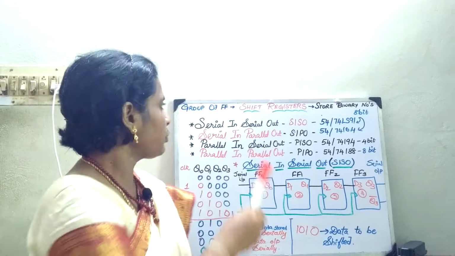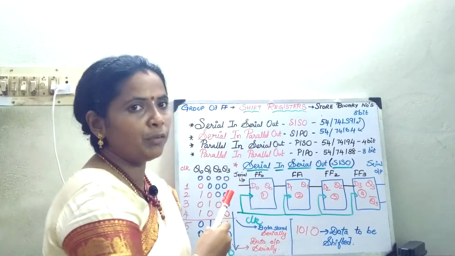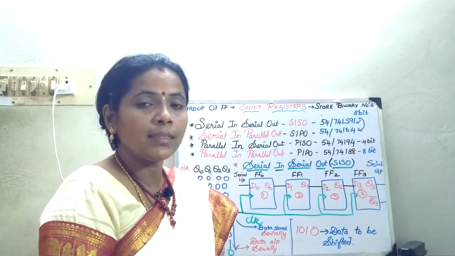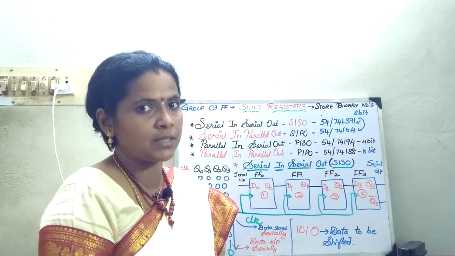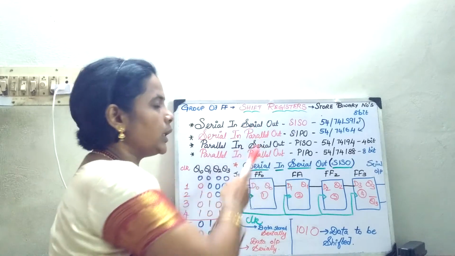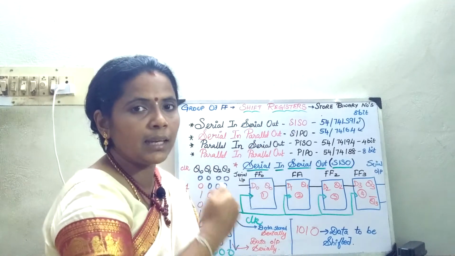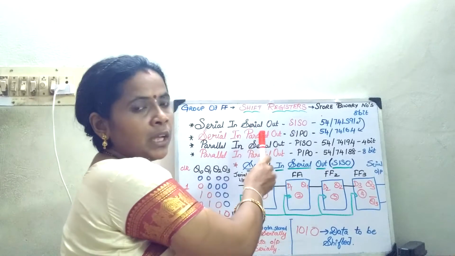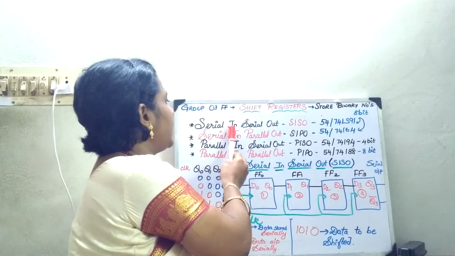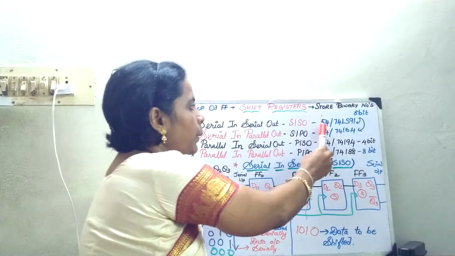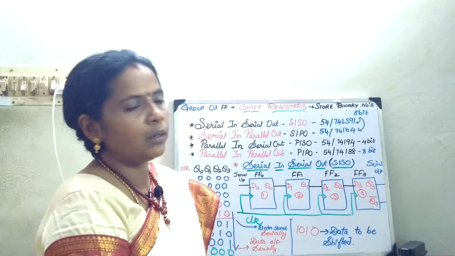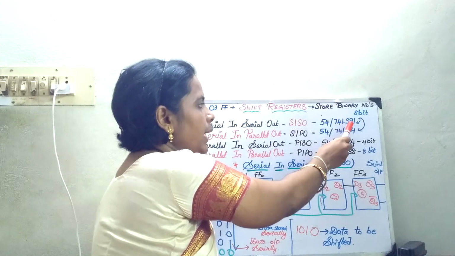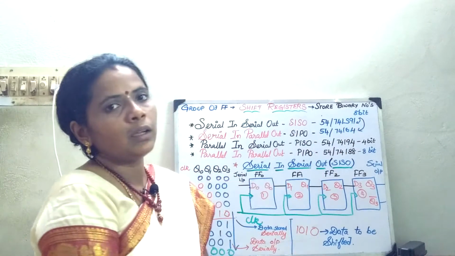As I told you, a shift register is nothing but a group of flip-flops which is used for storing the binary numbers. In shift registers, we have four types. They are serial in, serial out. That is, the data are entered serially one by one and it is outputted also serially. In short form, it is called SISO. And the pin which we are going to use is also written here: 54/74 LS91, which is the 8-bit pin.